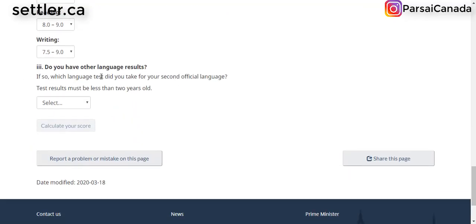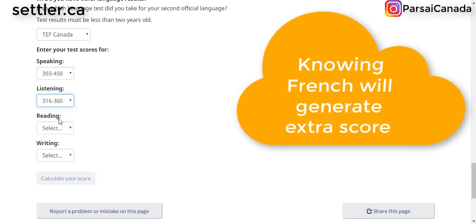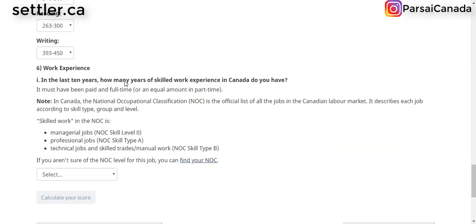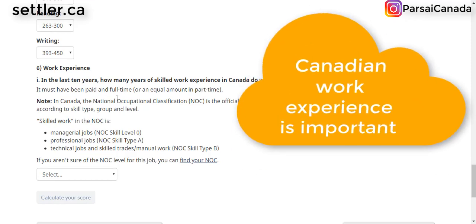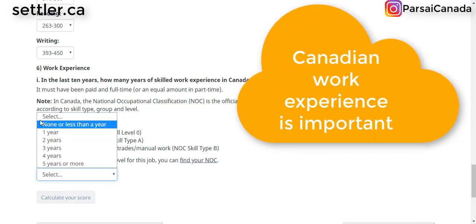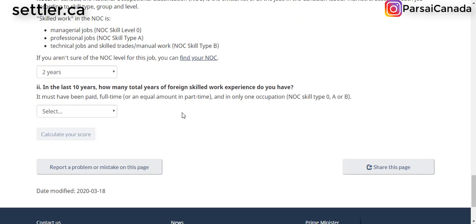Then the other question is, do you have other language results? I say yes, I took TEF Canada, and even with that one, I get the highest scores. Okay. And then work experience. Do you have any work experience in Canada? This question is about your work experience in Canada, and you get points for up to 5 years of work experience in the past 10 years in Canada. So let's say I have 2 years of work experience in Canada.